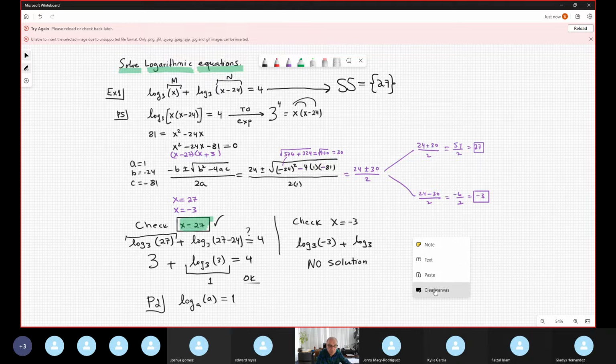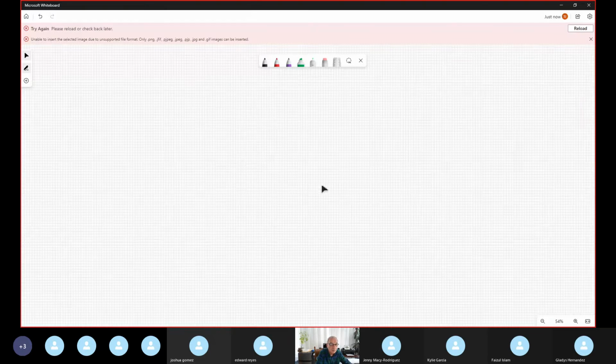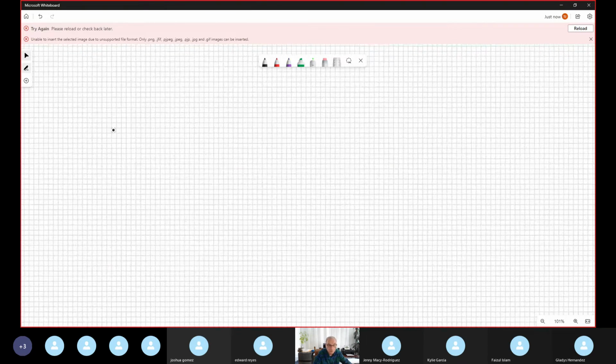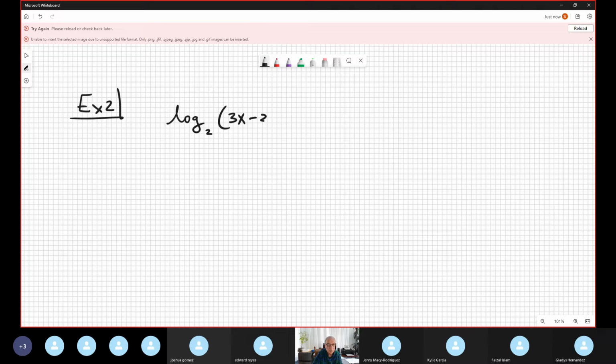Example 2 now. In the review package, we start today discussing any problems, any equation. When we finish, you are strong. So pay attention. Okay, logarithm base 2 of 3x minus 2 minus logarithm base 2 of x minus 5 equals 4.